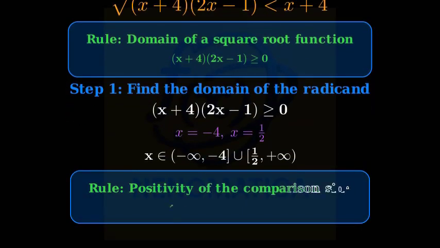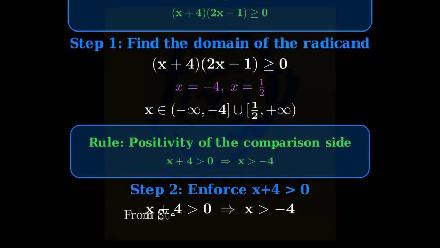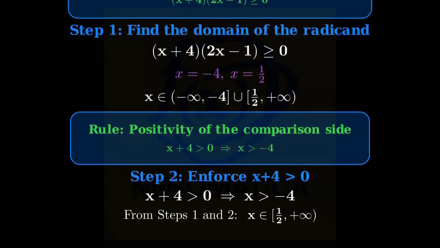Step 2. Since the right side is x plus 4, for the inequality to make sense after squaring, we require x plus 4 strictly positive. Show the rule box. Add the step 2 title. Derive x greater than negative 4.